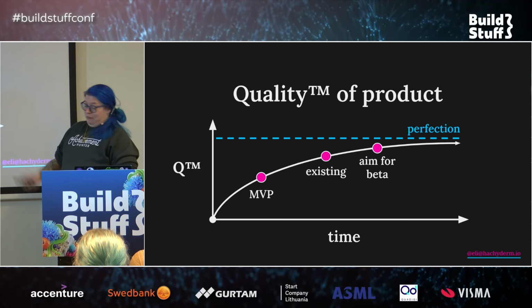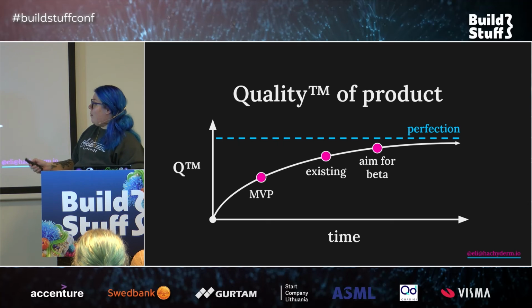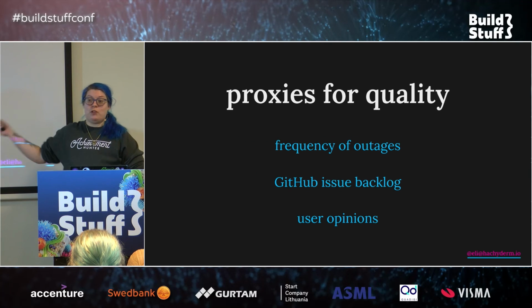We come back to this graph. Perfection, you don't reach it, ever. You can come asymptotically close, but you remember where you wanted to be at the end of your beta. So you want to know, did you get there? And we come back to those proxies for quality, and we look at those and we evaluate them to say, okay, are we there yet?